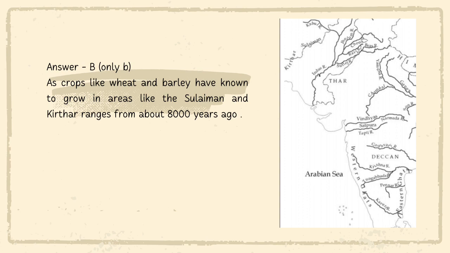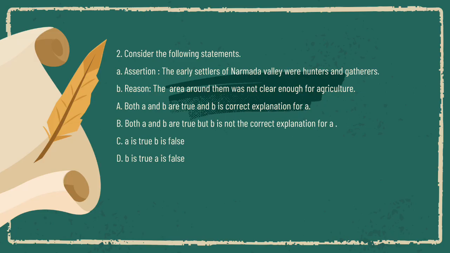Okay, so we'll go to the second question. The second question says, consider the following statements. Assertion: the early settlers of Narmada Valley were hunters and gatherers. Reason: the area around them was not clear enough for agriculture. And the options are there.